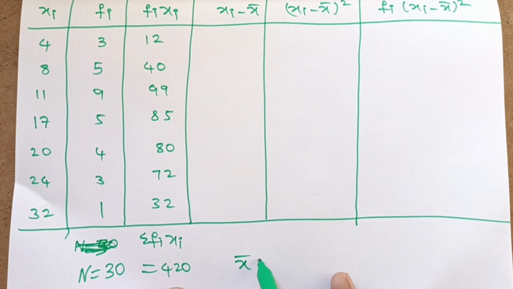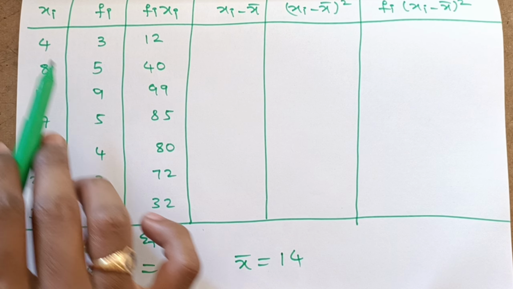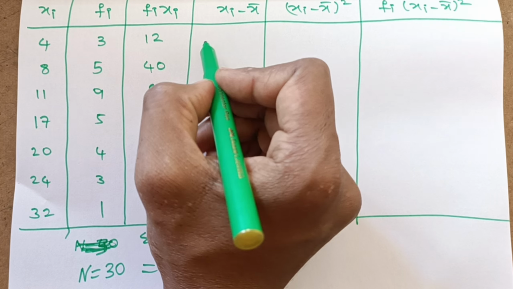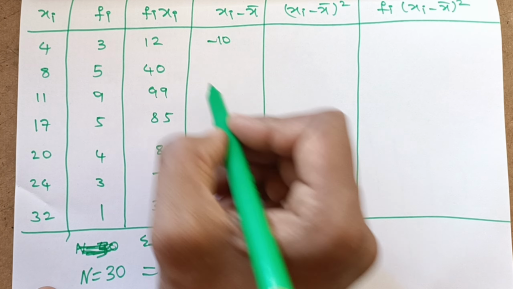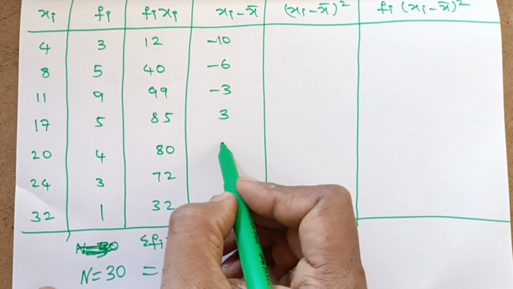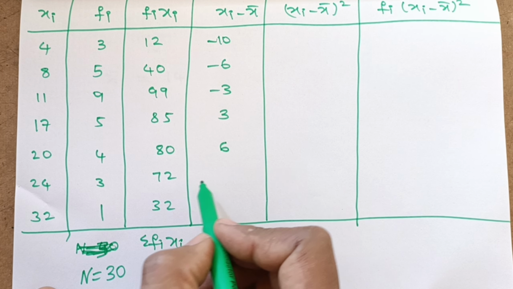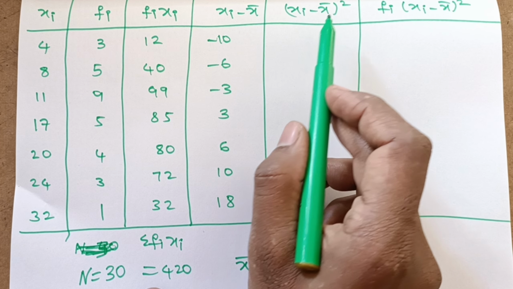So the mean value x bar is equal to what? 14. So you can find xi minus x bar, that is 4 minus 14, minus 10. Next 8 minus 14, minus 6. 11 minus 14, minus 3. 17 minus 14, 3. 20 minus 14, 6. 24 minus 14, 10. 32 minus 14, 18. Next you can find xi minus x bar whole square.